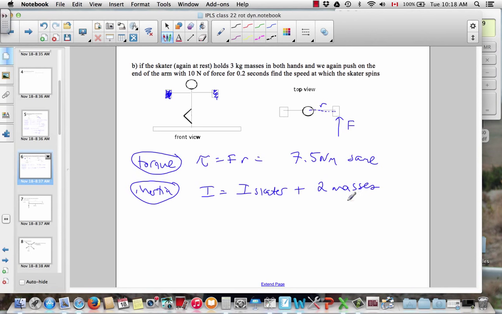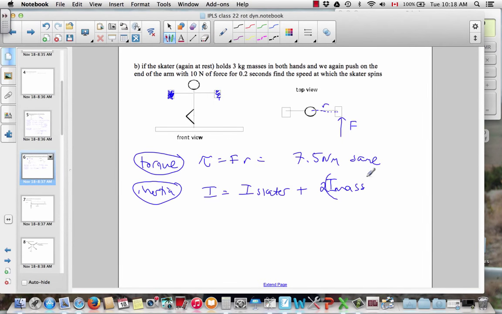Now, we'll treat these as point masses, and therefore the inertia is 2 times the inertia of the masses. And I should really call it just 2 times the inertia of a single mass to be most precise. So the inertia of one of these masses is going to be its mass times how far away it is from the rotational axis squared. So they are 3 kilogram masses, and because they are held in the hands we know they are 75 centimeters away, the arm length given, from the rotational axis.